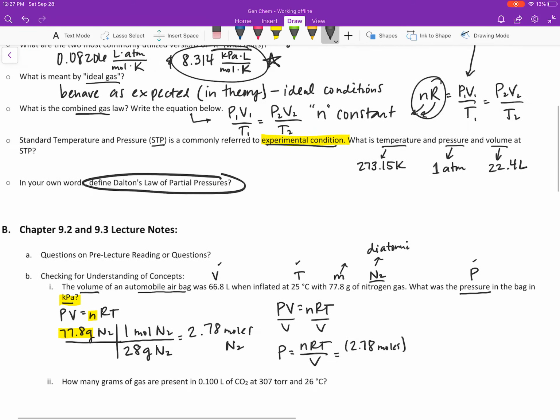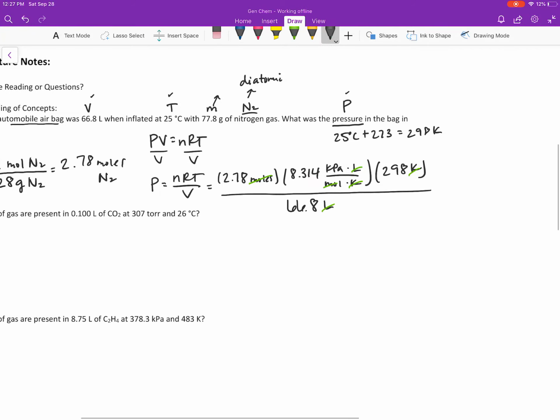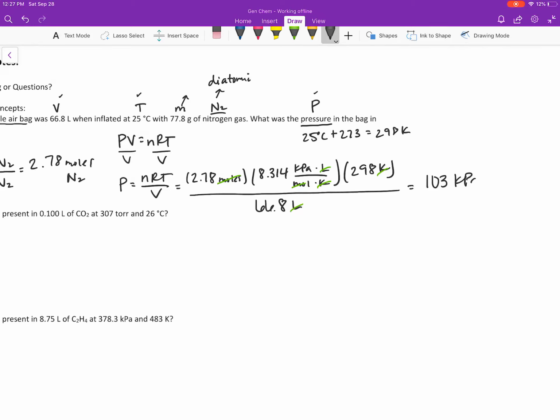Temperature was given to me in Celsius, but I need it in Kelvin. So I'm going to go ahead and convert that right above where I'm going to plug it in. And then my liters, that's the correct units to cancel out with my ideal gas constant. So moles and moles, liters and liters, Kelvin and Kelvin, which will leave me units of kilopascals, which will answer my question. And so the final answer here is 103 kilopascals. Okay.